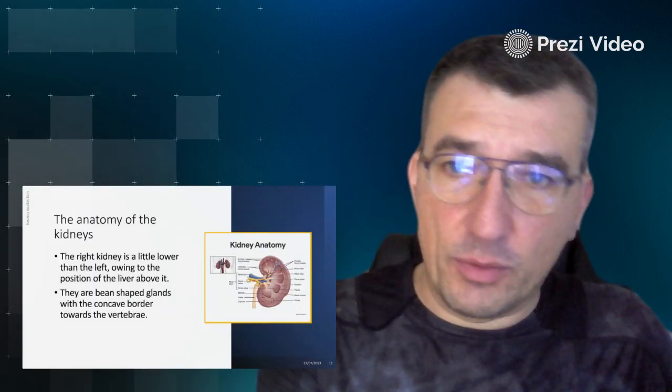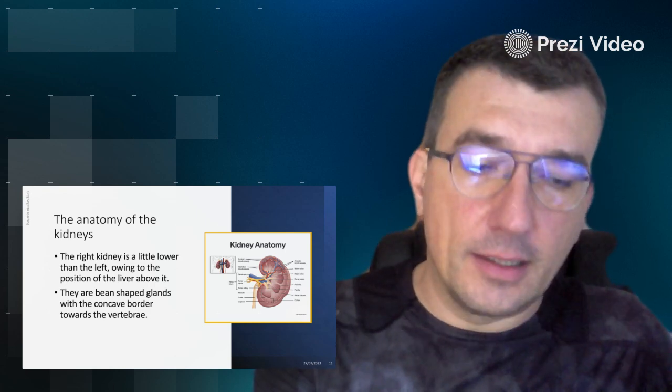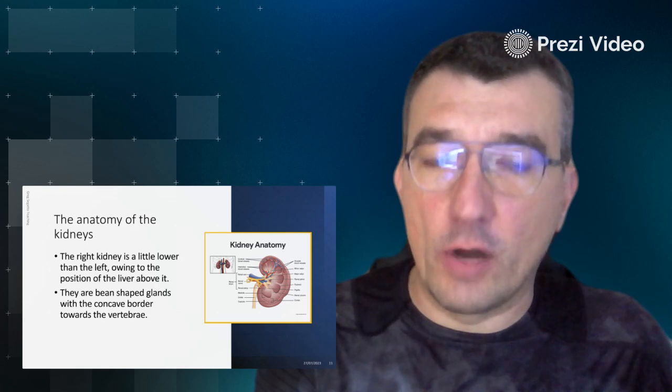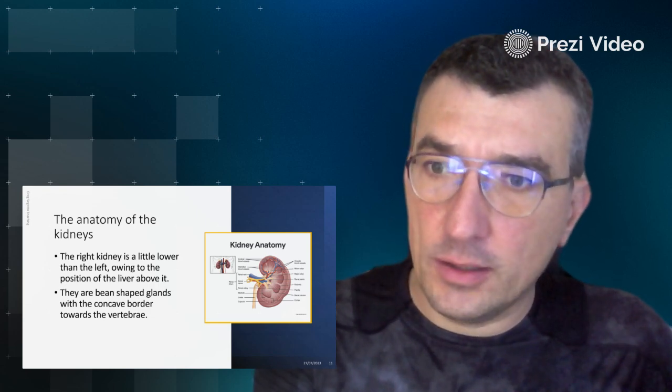We have one left and one right kidney. We know that the one on the right is slightly lower because of the presence of the liver in the front, which is quite big and occupies space.